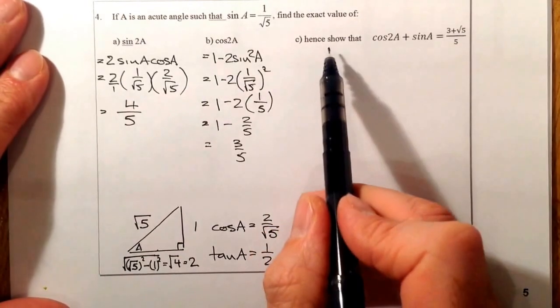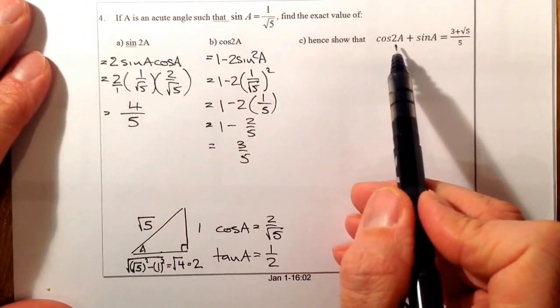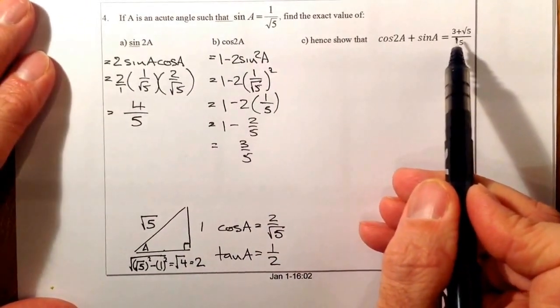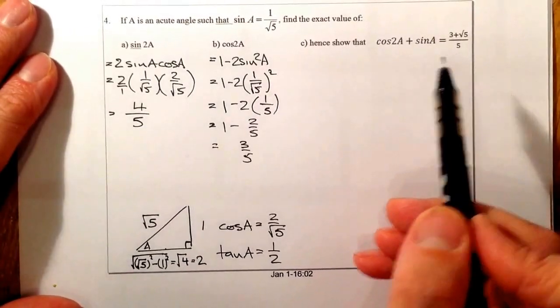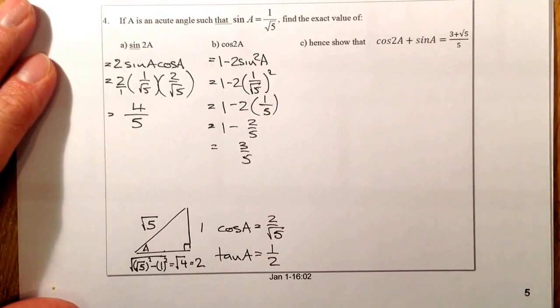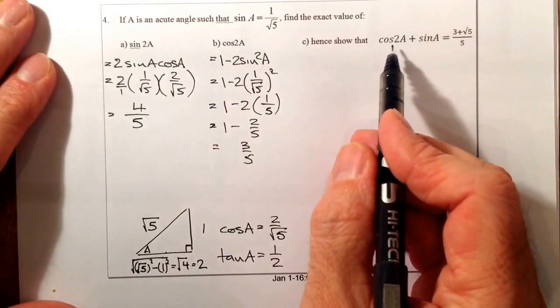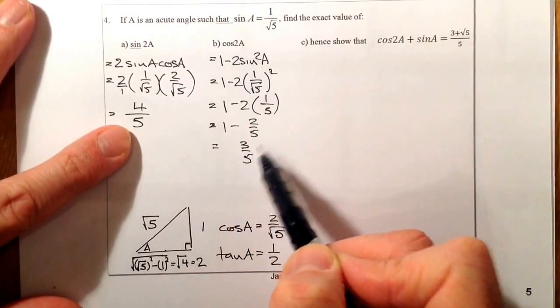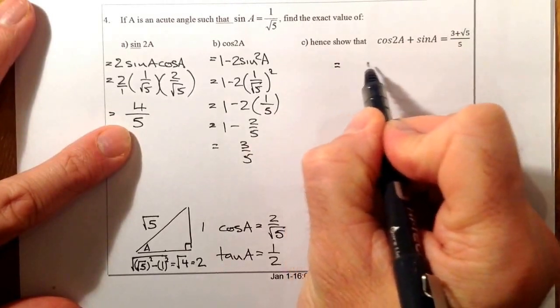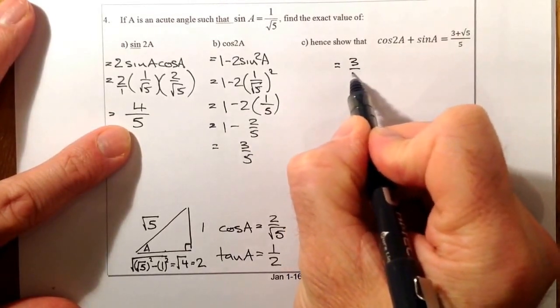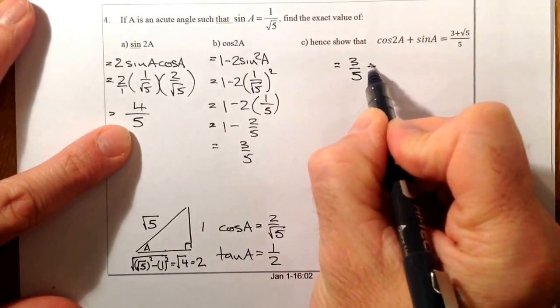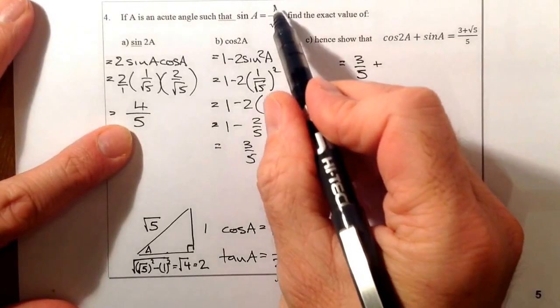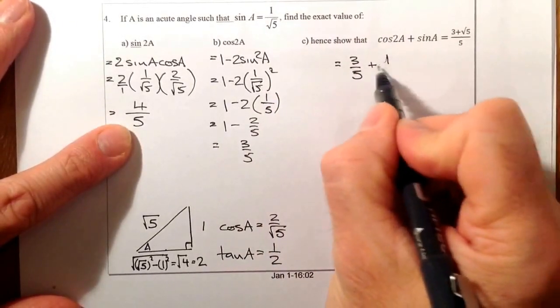Right, for part C, the extension piece of work, we've got cosine 2a plus sin a equals 3 plus root 5 all over 5. So let's work that one through and see how we get that. Right, so the first thing that I'm going to do is substitute in the cosine 2a, which will be this value here. So from here I'm going to go for 3 over 5, and it's going to be plus sine a, which is 1 over root 5.